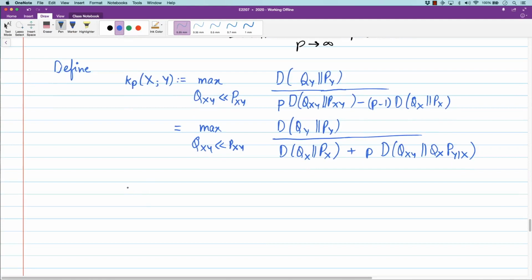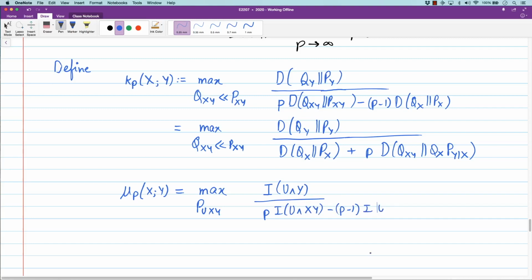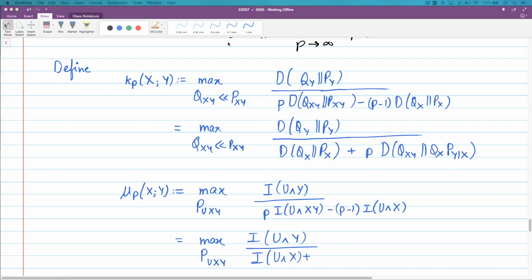Similarly, we can define mu for mutual information p xy as max over all joint distributions puxy, not necessarily the ones having this Markov relation, of the output mutual information divided by p times joint mutual information minus p minus 1 times IUX. Okay, this is also equal to max over PUXY of this plus p times this minus this, which is just the conditional mutual information.